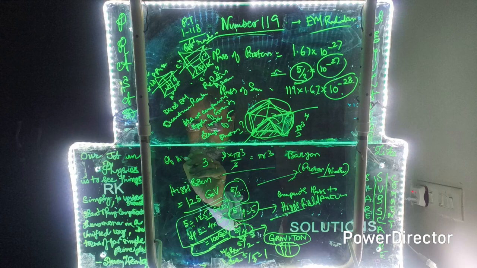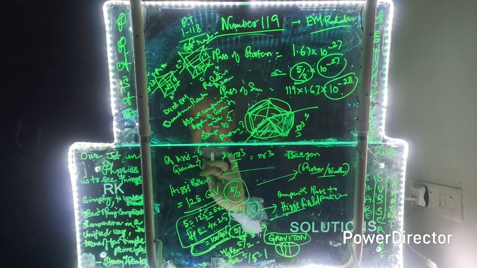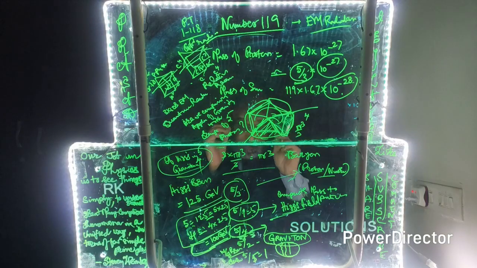If X is 5, I propose that graviton is 4. Graviton is 4. So that's my conclusion for the day.